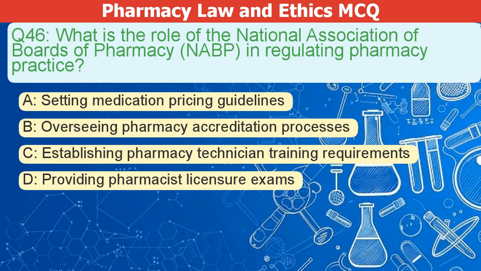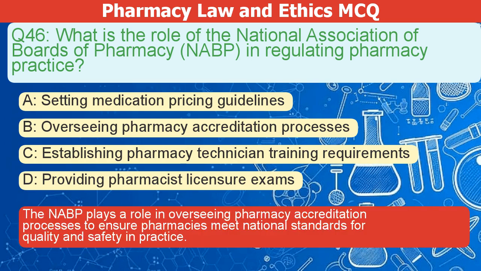What is the role of the National Association of Boards of Pharmacy, or NABP, in regulating pharmacy practice? A. Setting medication pricing guidelines. B. Overseeing pharmacy accreditation processes. C. Establishing pharmacy technician training requirements. D. Providing pharmacist licensure exams. The correct answer is B. The NABP helps oversee pharmacy accreditation, making sure pharmacies meet national quality and safety standards.